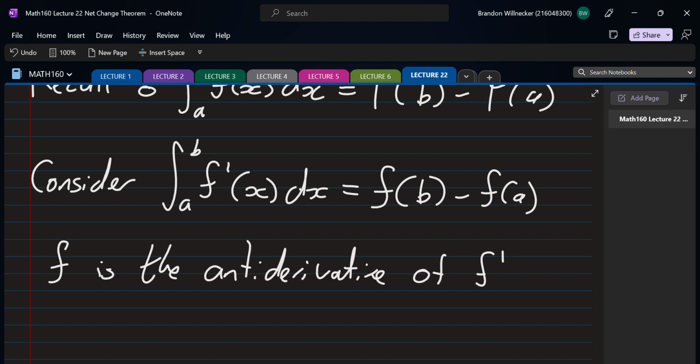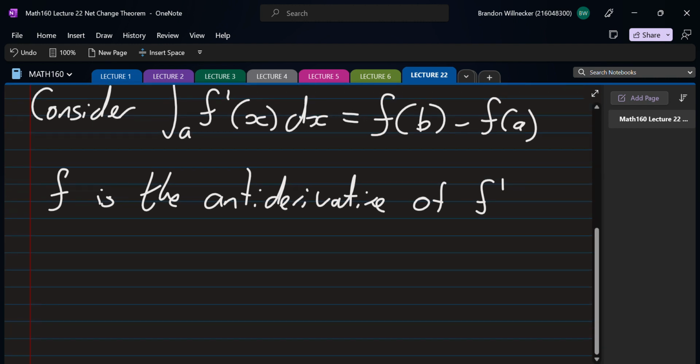Now, why is this useful? So this is useful in a lot of applications where we are considering the change in something. Okay, so there's a few classic examples that we'll go through, but this does extend to anything where you have a change in something and we want to add up these changes to get a net change. So net change theorem.